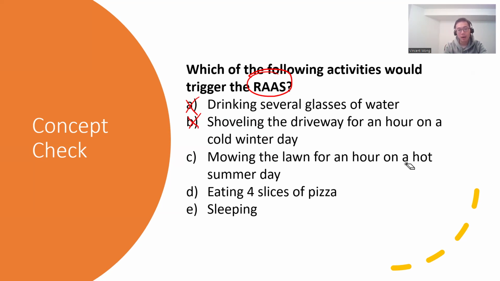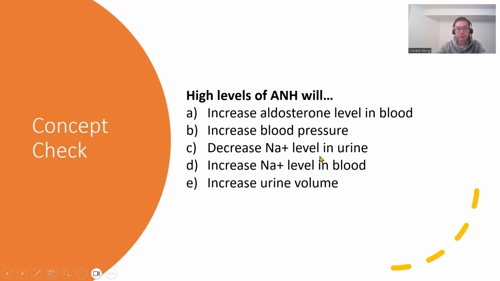Mowing the lawn for an hour on a hot summer day. That's gonna make you pretty sweaty. Okay? You might be a little bit dehydrated afterwards. That's the answer. Eating 4 slices of pizza, that's fine. I mean, there's some sodium, but the effect is not as immediate as sweating, right? Sweating, you're really losing the fluid immediately, right? So the answer is C. Okay, next one.